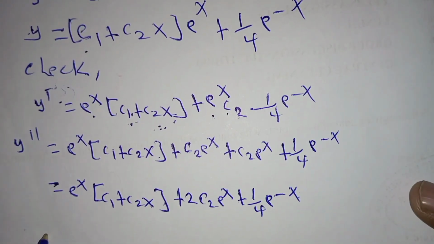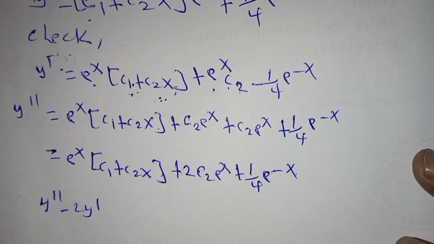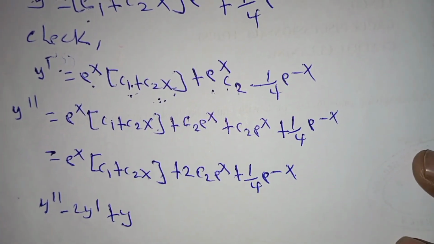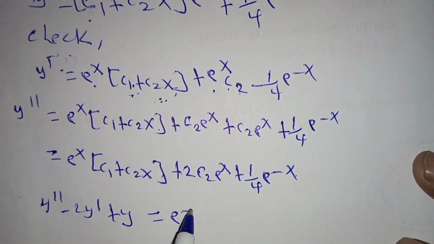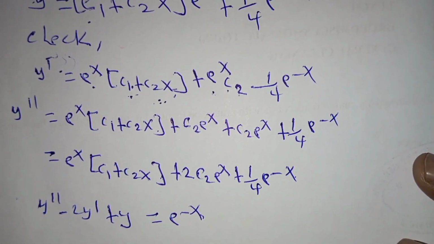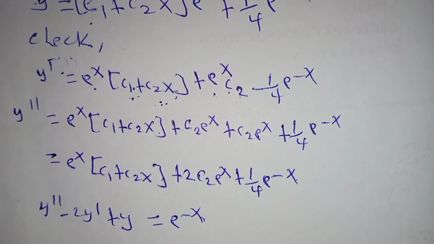Now you come and substitute them in y double prime minus 2y prime plus y. You see whether you are going to get exponential negative x. So you can do that and let me know your feedback, the result which you obtain.